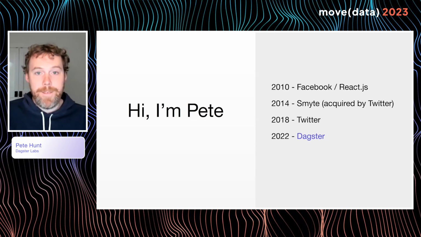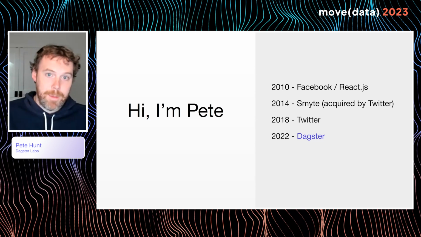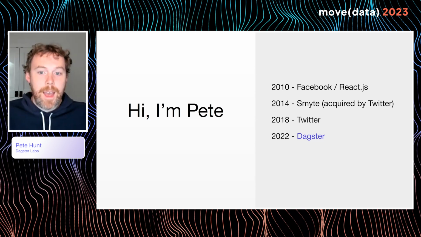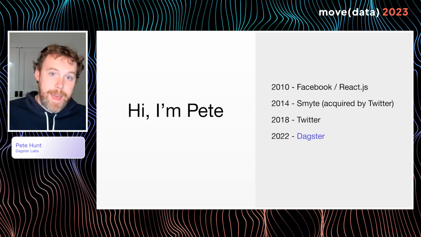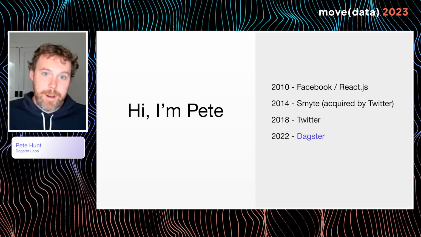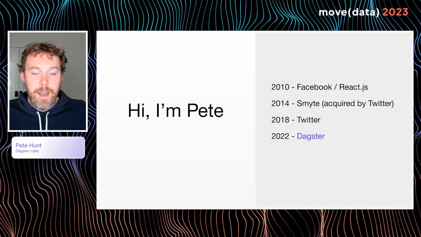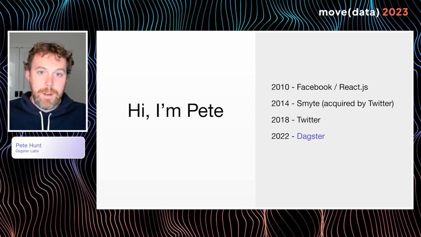I started my career at Facebook, working on the React.js library, which became a very popular open source developer tool. I later was co-founder and CEO of a company called Smite, which used real-time stream processing to identify bad actors on the internet, which was acquired by Twitter. Spent some time at Twitter, ran a large org there, which included a bunch of data and ML engineers. And then finally, over the last couple of years, I've been at Dagster Labs working on Dagster.